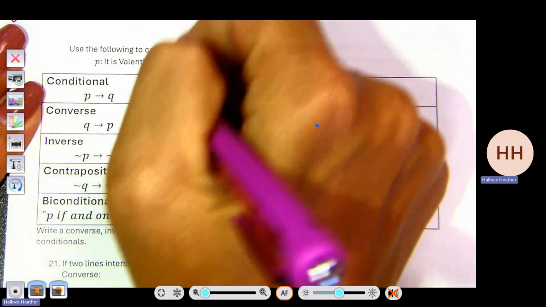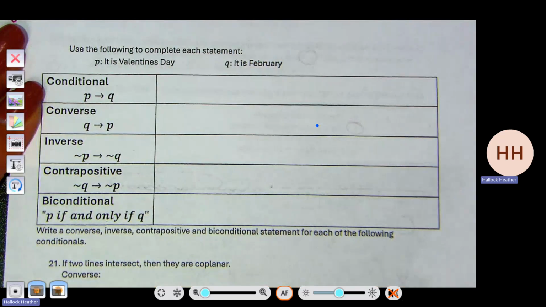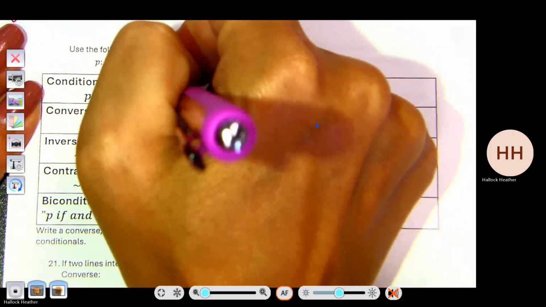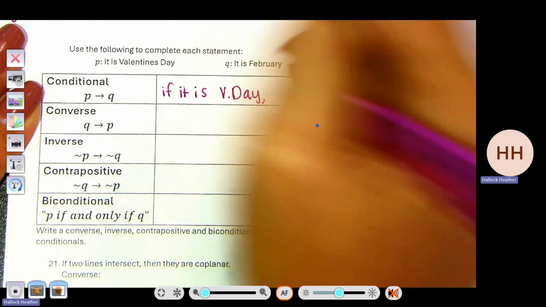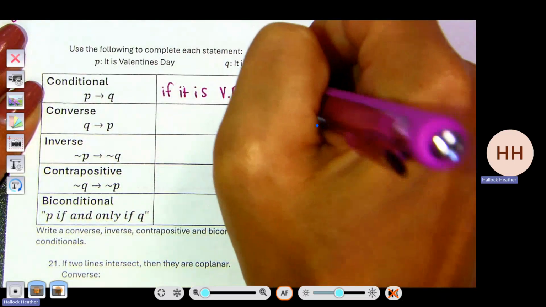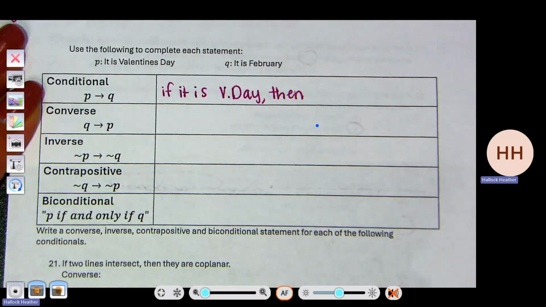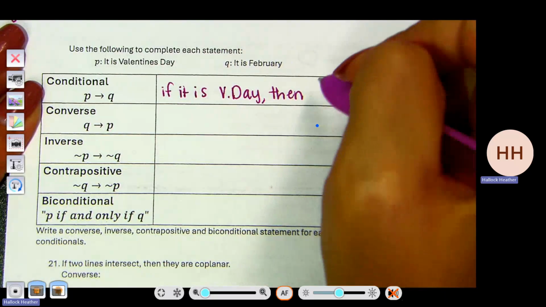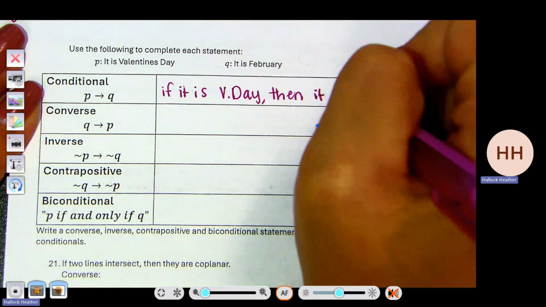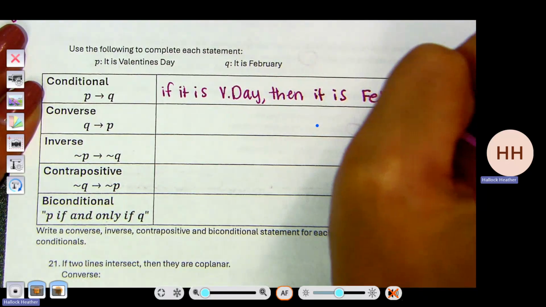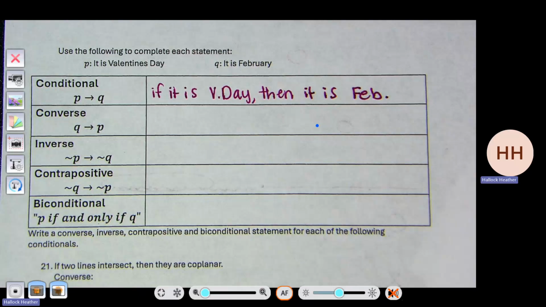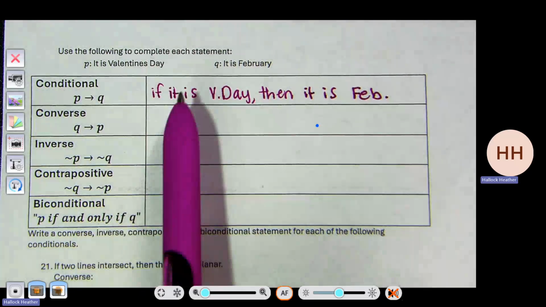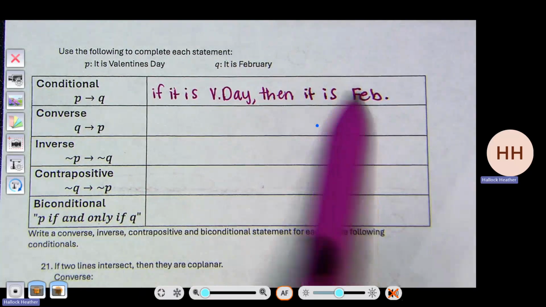Perfect. So we're going to say if it's Valentine's Day, and we're going to shorten this instead of saying Valentine's Day, because that's long. We're going to say V-Day. So if it is V-Day, comma, don't forget your comma, then, and the keywords are if and then. If it is Valentine's Day, then it is February. And for February, I'm going to put Feb because I don't want to write a million words because I hate writing sentences.